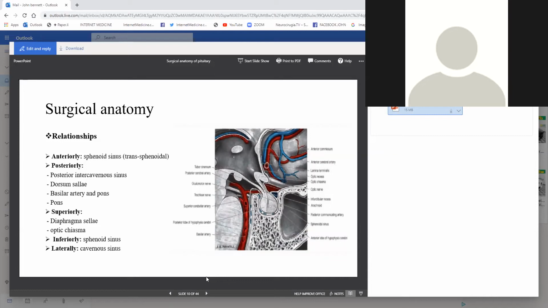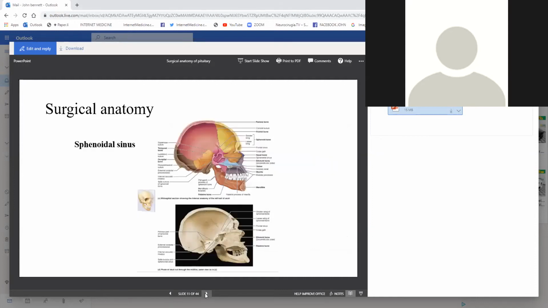Superiorly, as we said, it is covered by the diaphragma sellae and then the optic chiasma, which can be seen in this diagram. And then inferiorly, still with the sphenoid sinus, which is a very relevant structure during surgical approaches to pituitary lesions, precisely pituitary tumors. And then laterally, it is in close relationship with the cavernous sinus. Next slide, John.